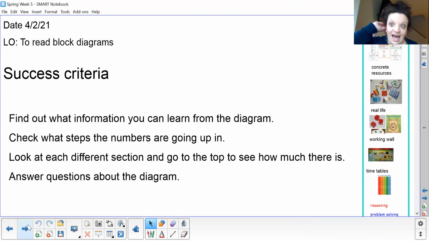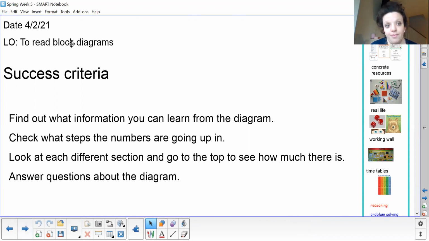We're going to check what steps the numbers are going up in. So we're going to look at the axes and we're going to see what steps our numbers are going up in. Is it 2s, 5s or 10s, or maybe even something different? We're going to look at each different section and then go to the top of that section to see how much there is of it. And we're going to answer questions about the diagrams.